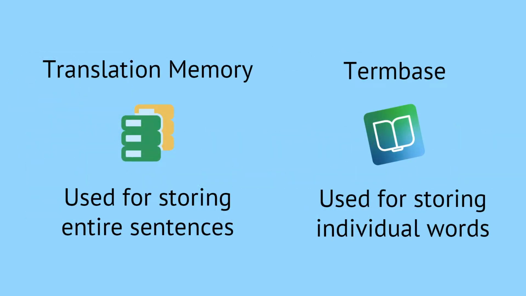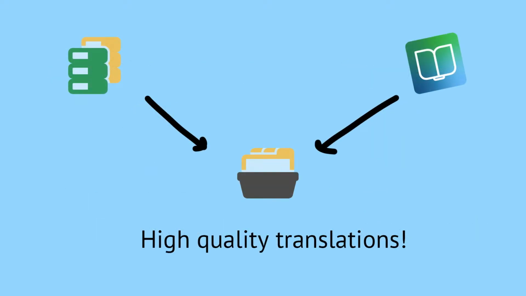Before we begin, I want to first discuss the difference between a translation memory and a termbase. Both are important, but why? A translation memory, or a TM, stores entire sentences, or segments. A termbase, on the other hand, stores individual words or terms. Both are important to ensure that your translations are consistent over a long period of time.